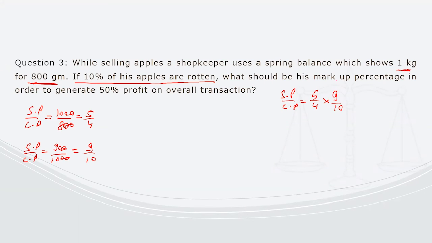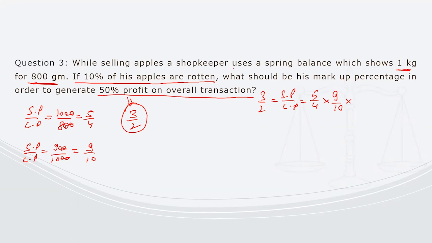Now, what should be his markup percentage in order to generate 50% profit on the overall transaction? Now, overall value of selling price by cost price should be giving you a 50% profit. What is the ratio of selling price by cost price when it is 50% profit? That ratio is 3 by 2. So I'm going to put that value as 3 by 2.